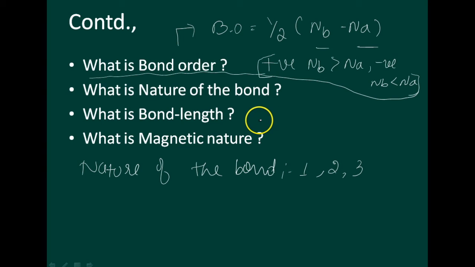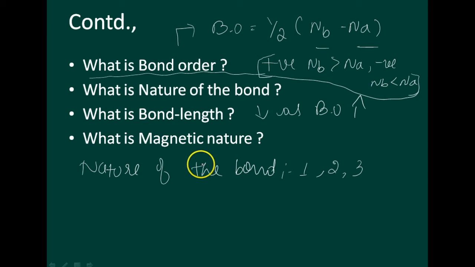Bond length: the bond order between two atoms in a molecule may be taken as a measure of the bond length. Bond length decreases as bond order increases.